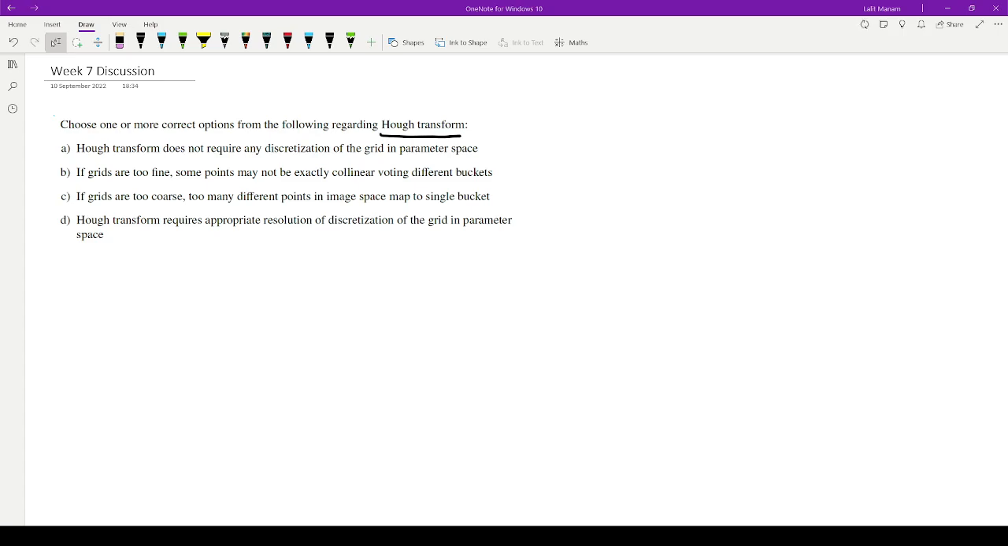What is Hough transform? It's just the last lecture for this week. Not even the last lecture, it's the last topic for this week. Any guesses? At least where is it used? Model fitting. Are you sure? Yes, sir.